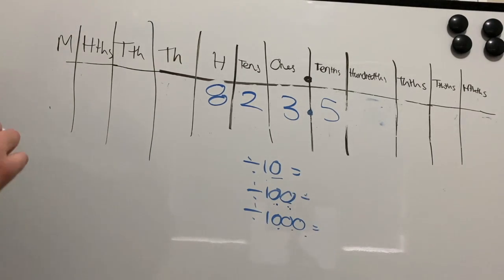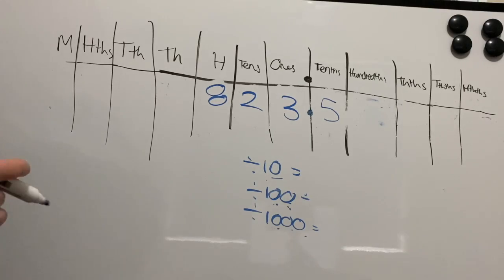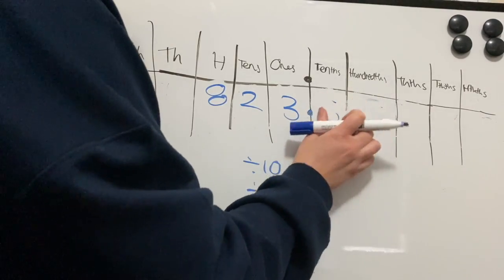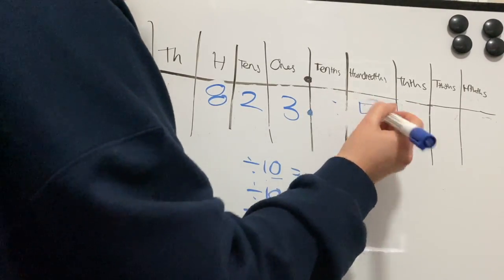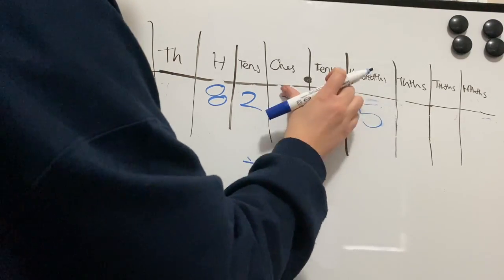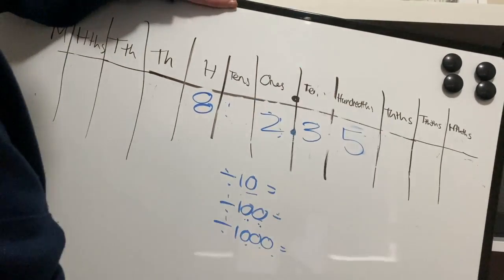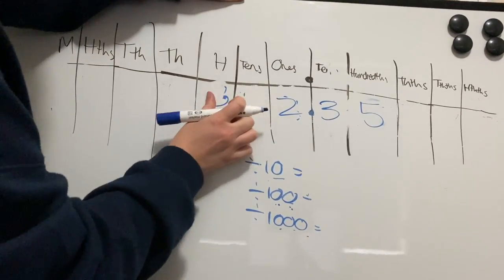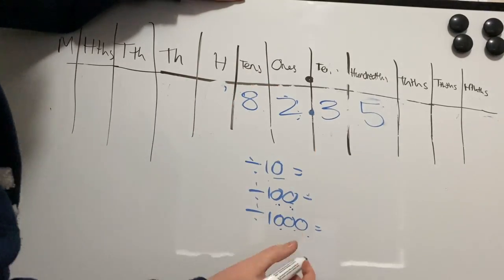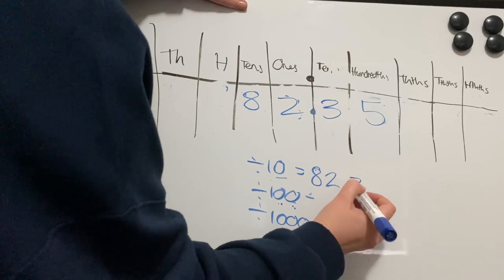The final example that I want to share with you guys today is with 823.5. First of all, we're going to divide it by 10, which means that every digit in the number moves 1 place value column to the right. So 5 tenths becomes 5 hundredths, 3 ones becomes 3 tenths, 2 tens becomes 2 ones, and 8 hundreds becomes 8 tens, and we end up with 82.35.